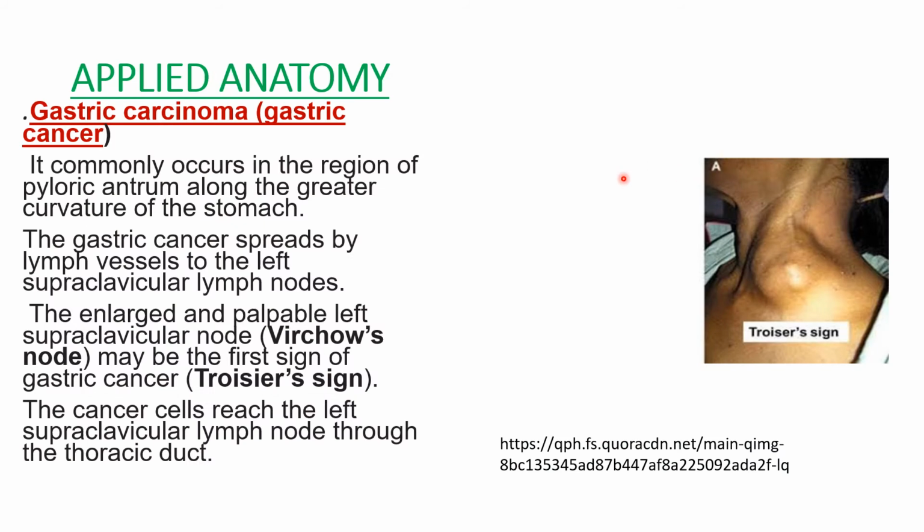Gastric carcinoma or gastric cancer commonly occurs in the region of the pyloric antrum along the greater curvature of the stomach. It is spread by the lymph vessels to the left supraclavicular lymph nodes, causing enlargement or a palpable left supraclavicular lymph node, also called Virchow's node, and it may be the first sign of gastric cancer, that's Troisier's sign. The cancerous cells reach the left supraclavicular lymph node through the thoracic duct.